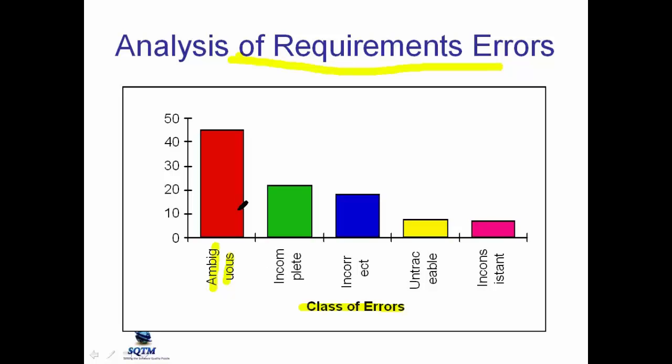Here are a number of ambiguous requirements. Here are a number of incomplete requirements. Here are a number of incorrect requirements. Here are a number of untraceable requirements. And here are a number of inconsistent requirements. So again, we can see that we have a whole lot of ambiguous requirements, and so we know next time in reviewing requirements, we have something to be aware of.